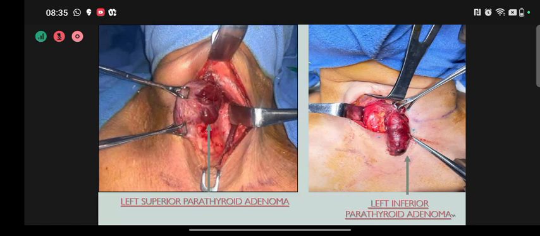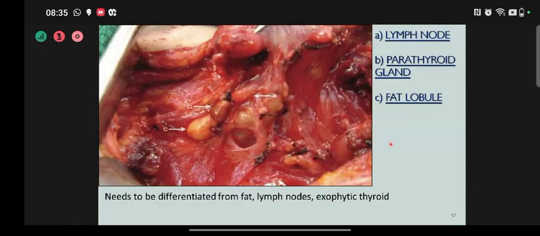This is showing the left superior parathyroid adenoma, and in this there is a large left inferior parathyroid adenoma intraoperatively. For the parathyroid, there is a need to differentiate it from fat, lymph node, and thyroid. As in this picture, A is the lymph node, B is the parathyroid gland by its color, and C is a fat lobule.